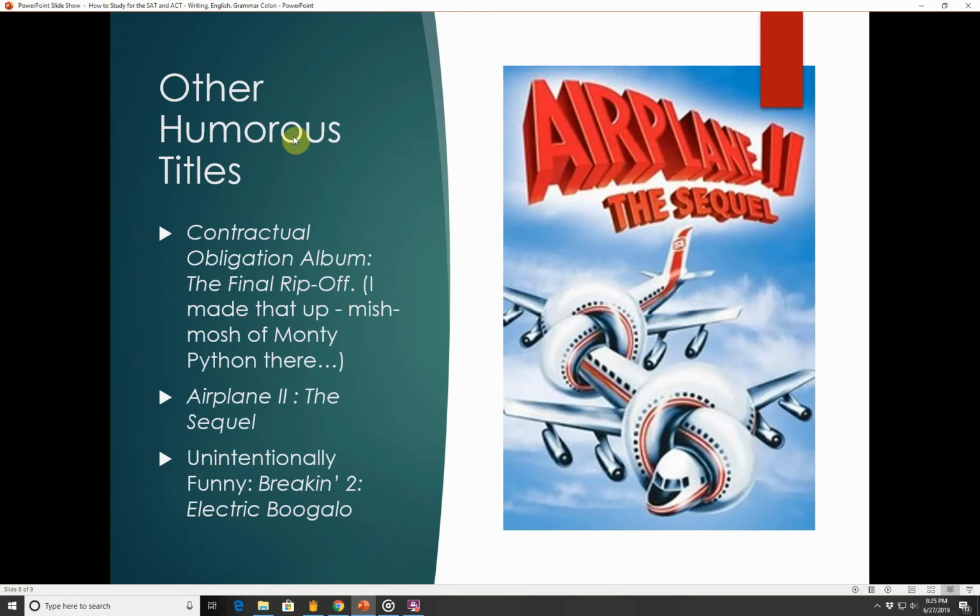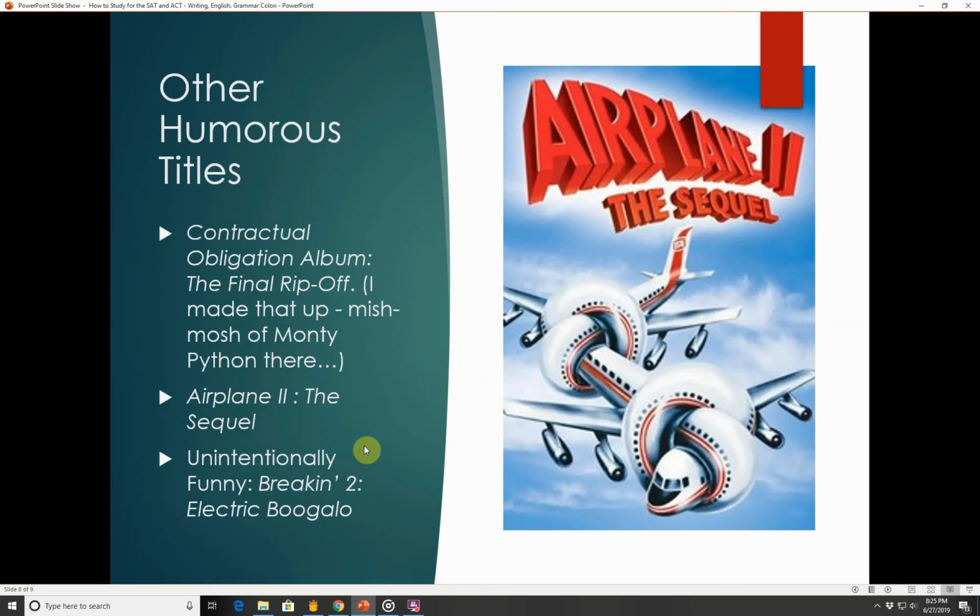So other humorous titles that have colons in them. Here's one I kind of mishmashed from Monty Python. Contractual Obligation Album: The Final Ripoff. Those are 2 separate albums. The Contractual Obligation album was a separate album. The Final Ripoff was kind of a greatest hits album type thing. But that would be pretty funny, right? Airplane 2: The Sequel. Well, here you go, Airplane 2: The Sequel.